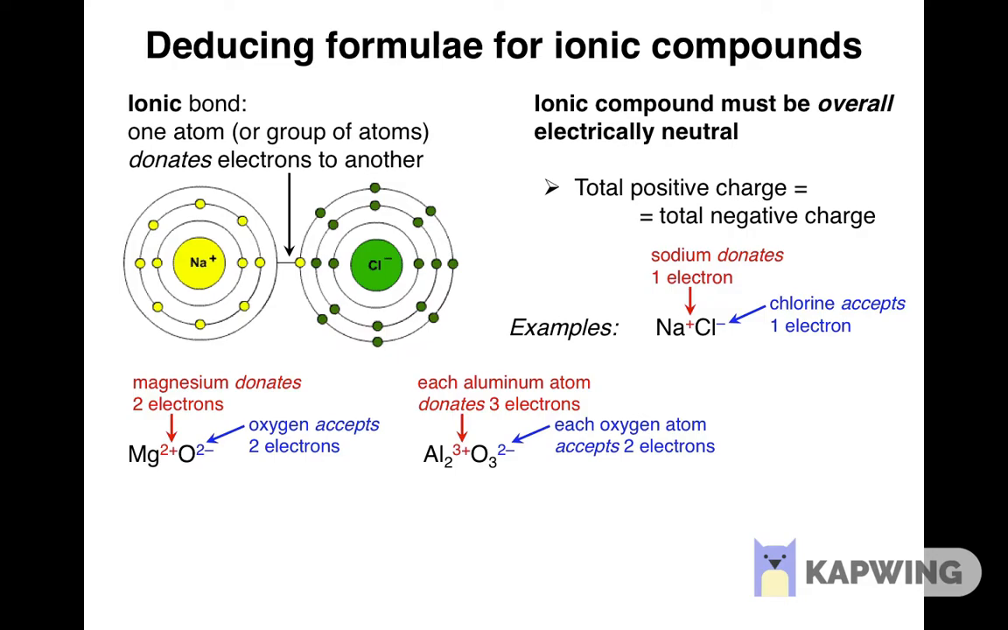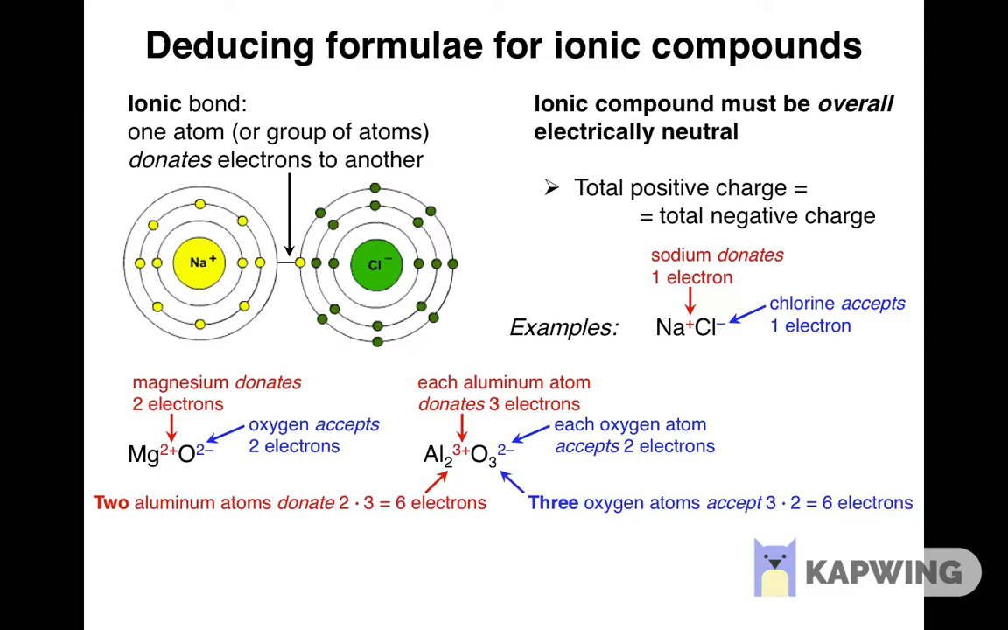Then the 2 aluminum atoms will donate 3 electrons each for a total of 6 electrons, and in turn, the 3 oxygen atoms will accept 2 electrons each for a total of 6 electrons as well. Oxygen atoms will accept all electrons donated by the aluminum atoms, so the compound will overall be electrically neutral.